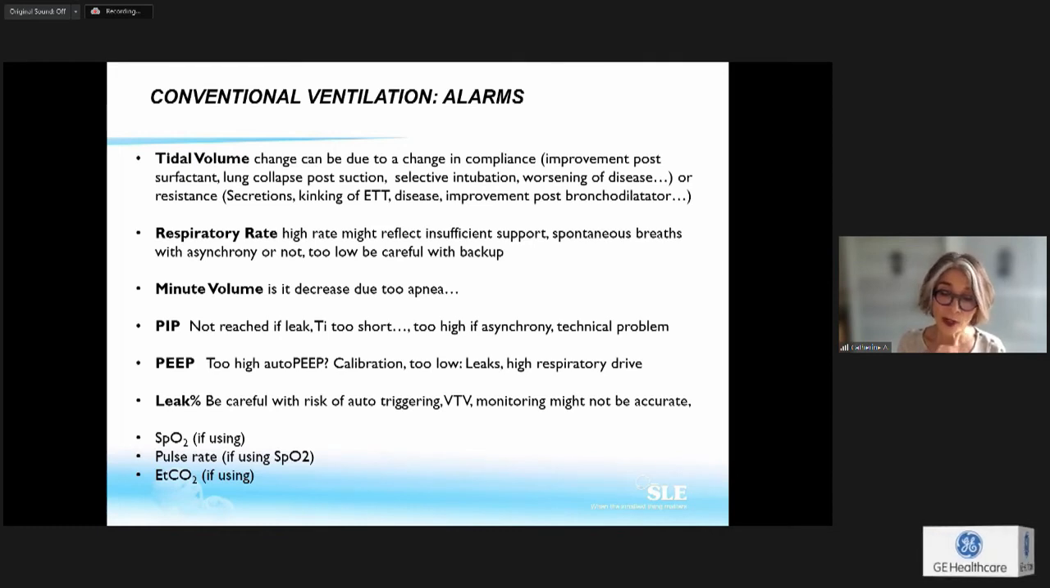The respiratory rate can also show you the support. If your support is not sufficient, for example, you will see the respiratory rate going higher. PIP will also tell you about leaks if you have some problem there. And the leak, for me, should be maintained at the lowest possible.